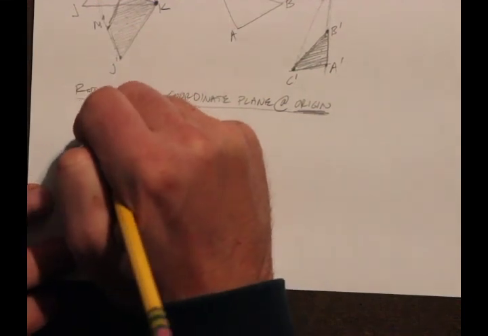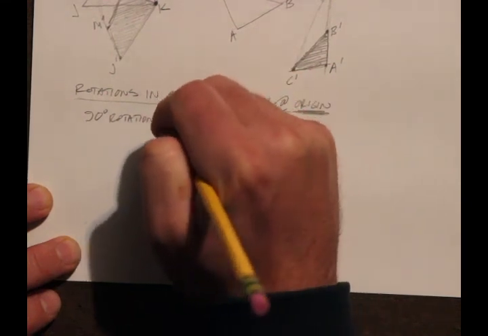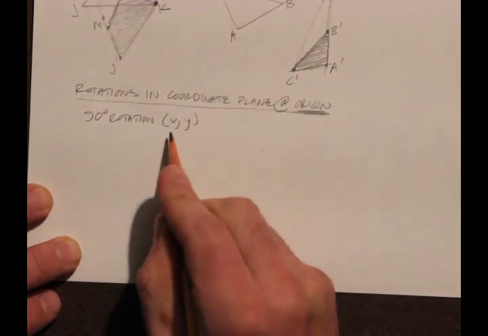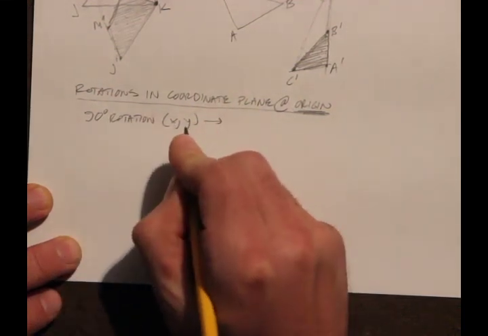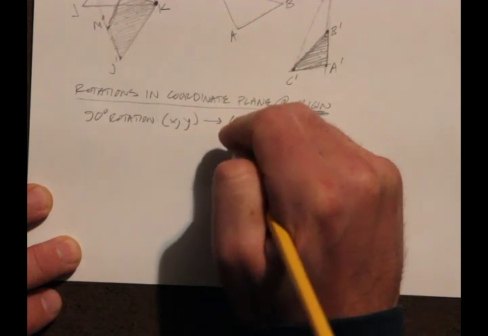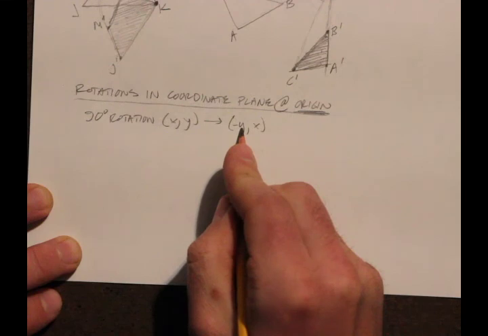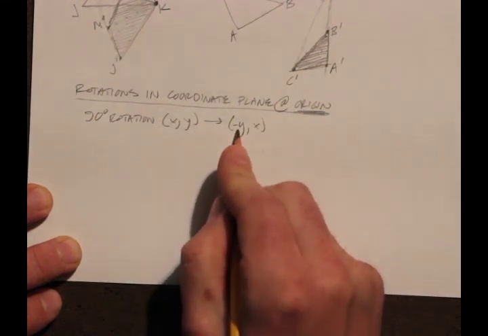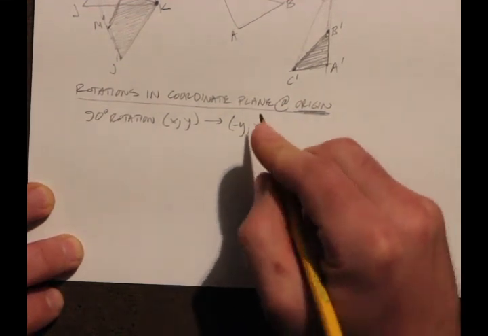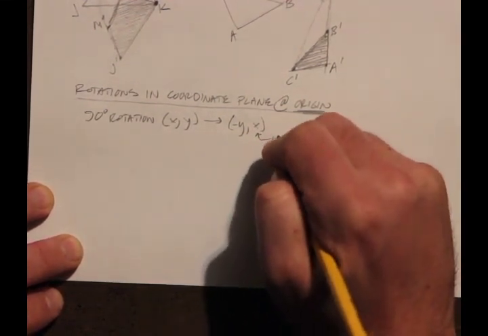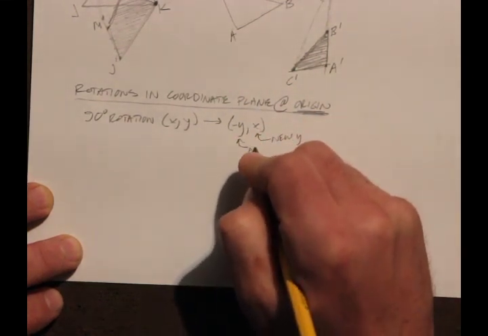So if you have a 90-degree rotation, and here's one of your points, (x, y) for example, then you do a 90-degree rotation on that point, and all you do is you take your y value, you make it negative, and you put it in for your x value, and you take your x value and make it your y value. So this would be your new y value, and this would be your new x value.